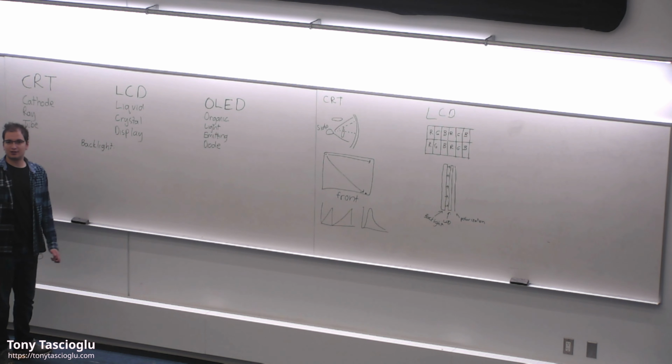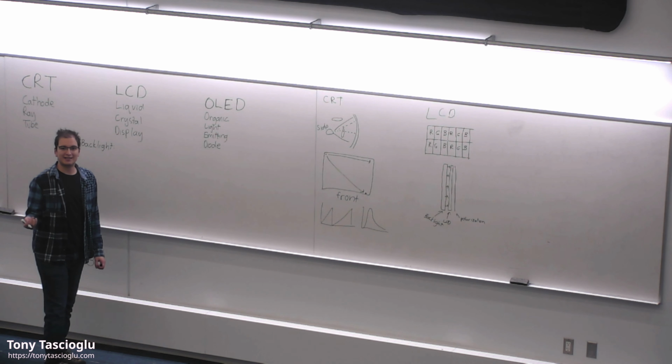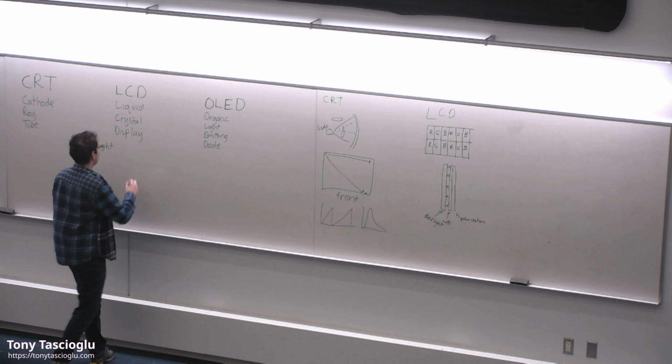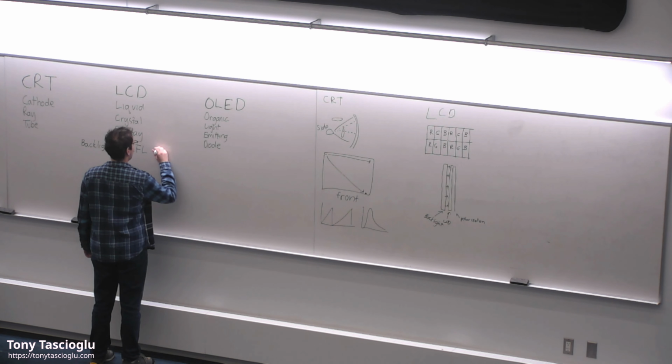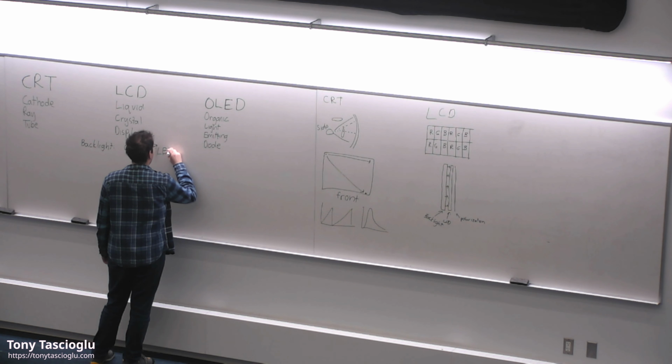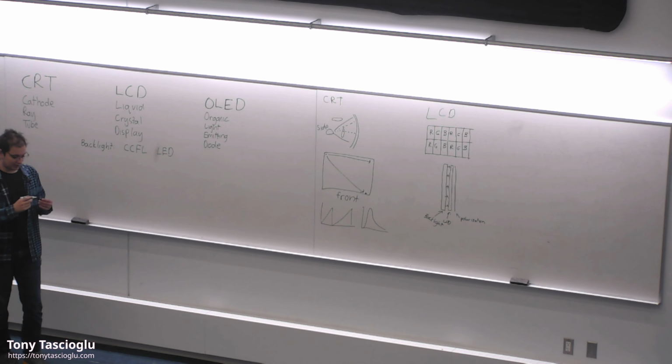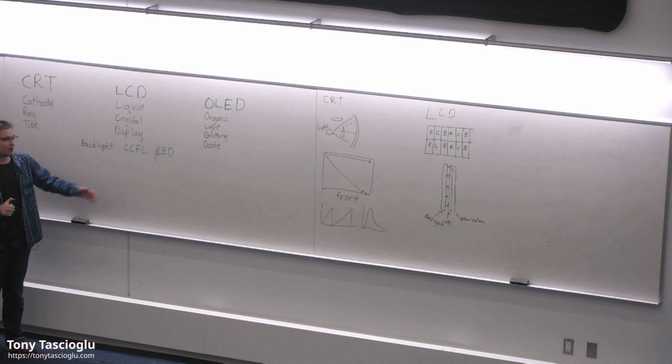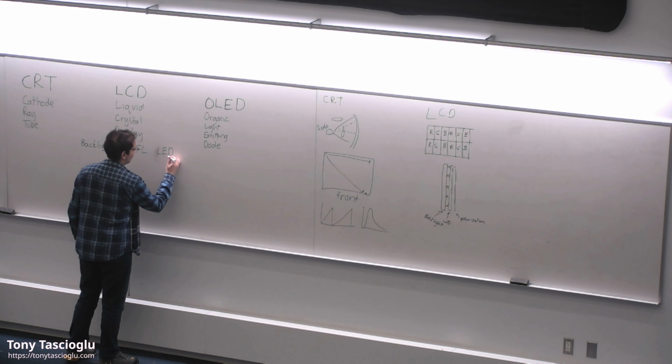The two main types of backlights that you will see will be fluorescent and LED. So that would be either CCFL or LED. And of course, that's because when LCDs were first being introduced, LED technology wasn't advanced enough to make them small and compact and efficient enough to run the whole display.